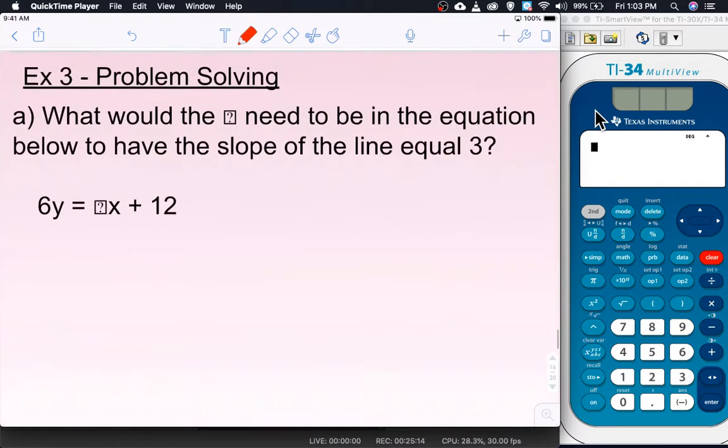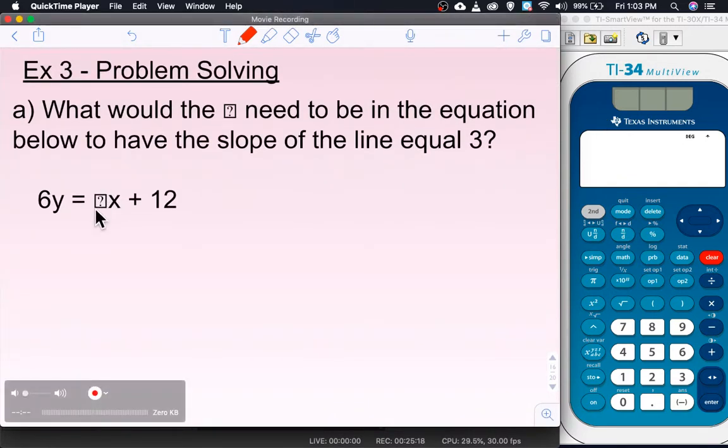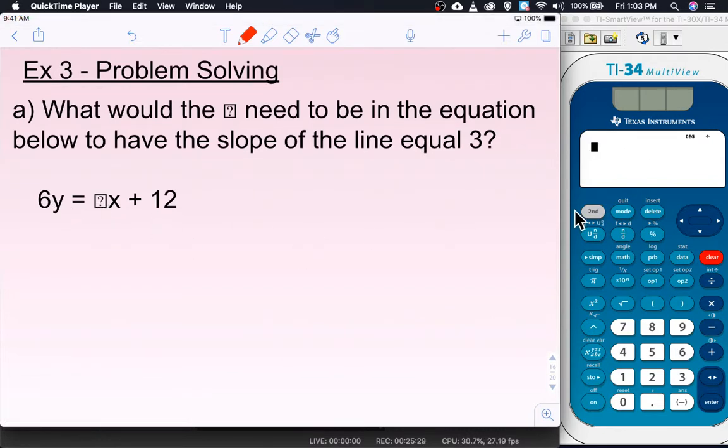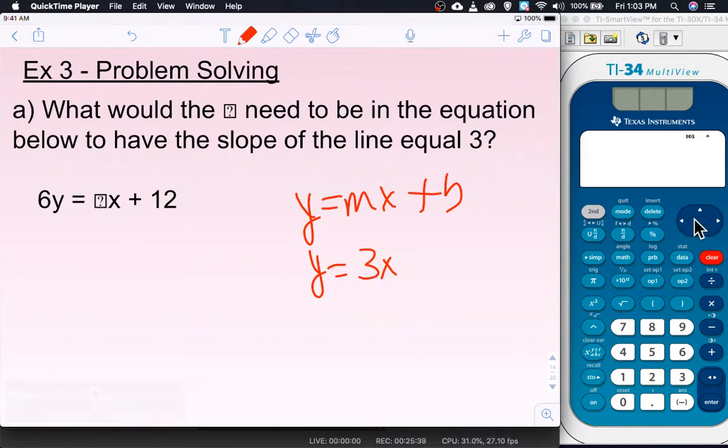So let's do a little bit of problem solving. What would the question mark in this problem need to be? So what would the question mark need to be in the equation below to have the slope of the line equal 3? So I want this equation, when I make this slope-intercept form, when I make it y equals mx plus b, I want the slope to be a 3. What would this need to be to make that happen?